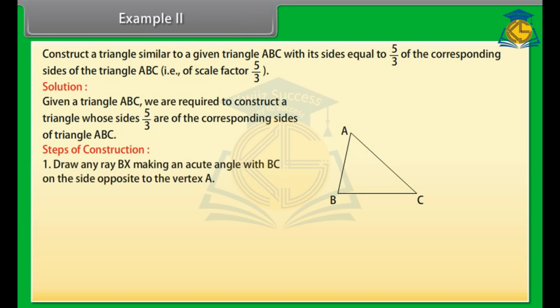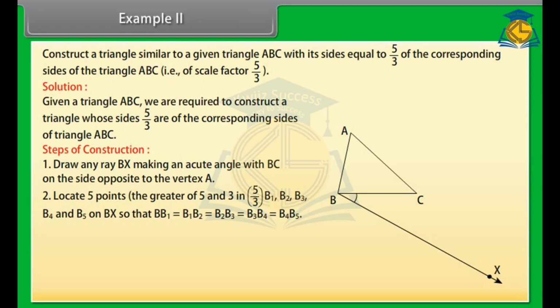Draw any ray BX making an acute angle with BC on the side opposite to the vertex A. Locate 5 points, 5 being the greater of 5 and 3 in 5/3, B1, B2, B3, B4 and B5 on BX so that BB1 equals B1B2 equals B2B3 equals B3B4 equals B4B5.